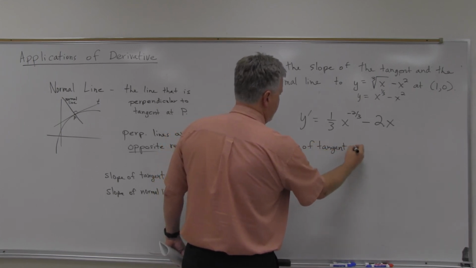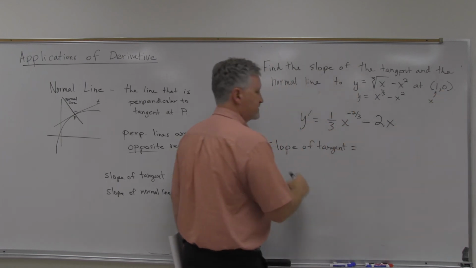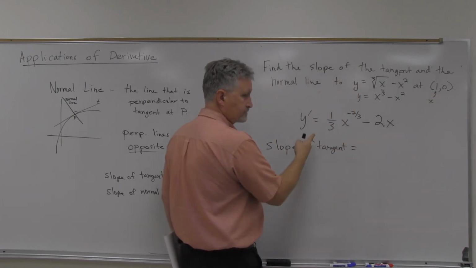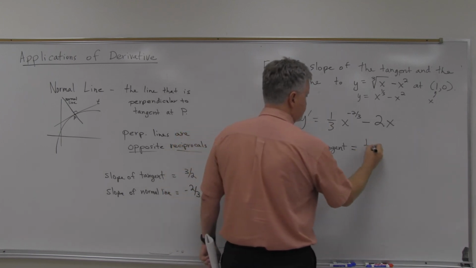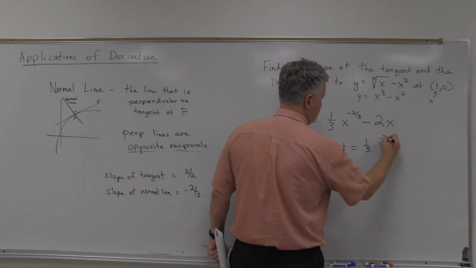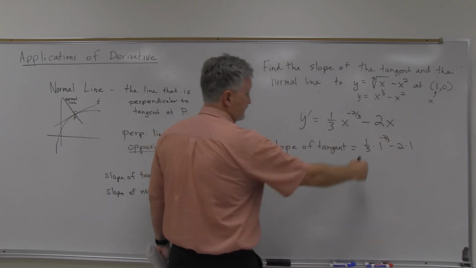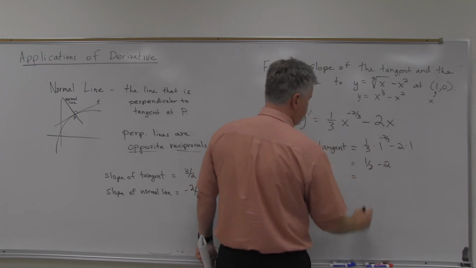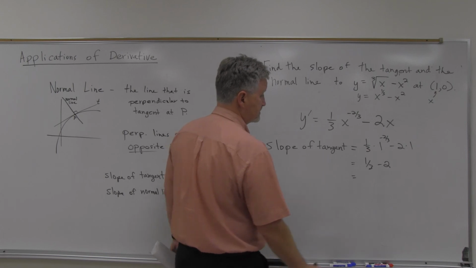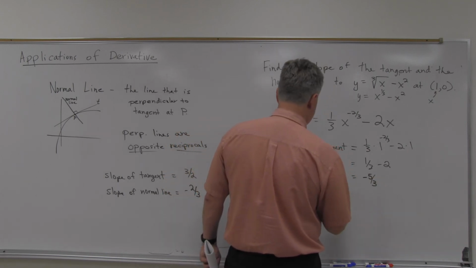And in this particular case, the x value is 1. So the slope of my tangent line is going to be, evaluate that at 1. Plug in the 1. Of course, 1 to anything is 1. So 1/3 minus 2. So the slope of my tangent line is -5/3.